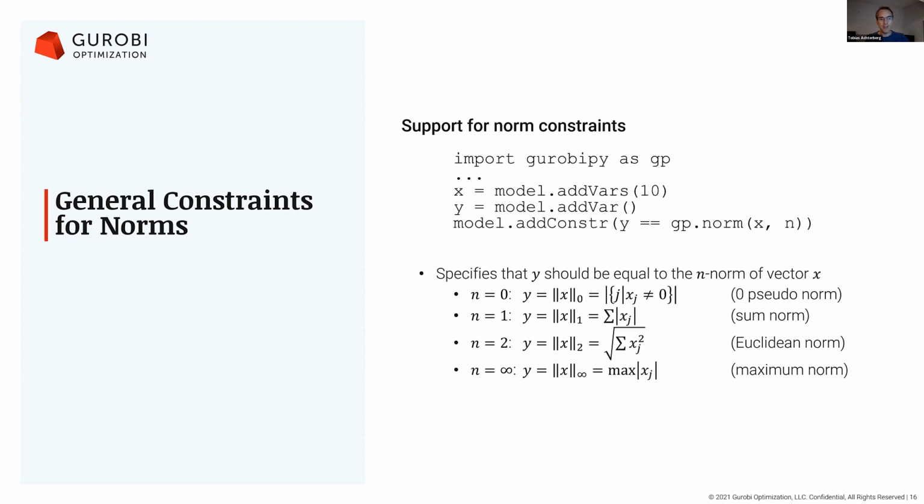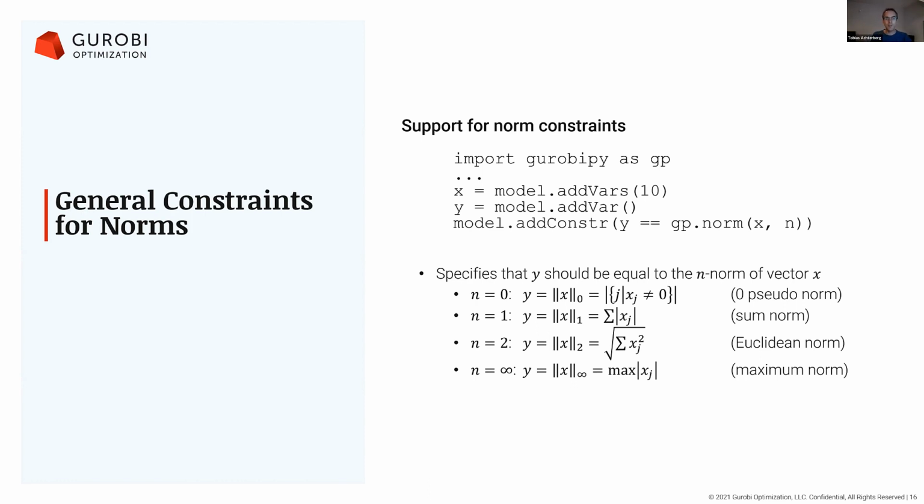Okay, then n equals 1, that is the sum norm, so this is just the sum of the absolute values of the variables. Of course that is boring if the variables are already non-negative. In that case, this is just equal to the sum, a linear constraint. But if the variables can also be negative, then it really makes sense to use the 1 norm constraint. Then the 2 norm constraint, that's the Euclidean norm. That, of course, leads to a quadratic constraint if you use that.